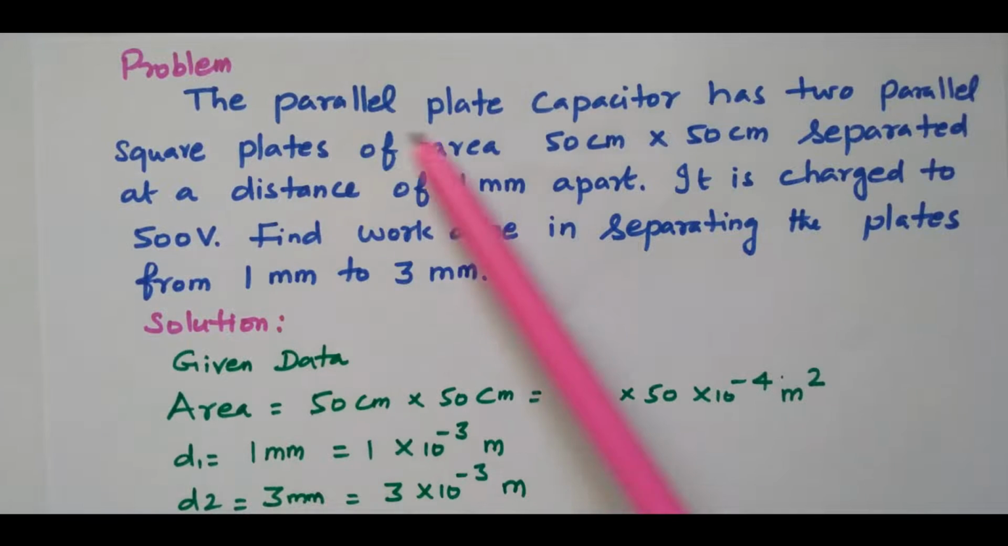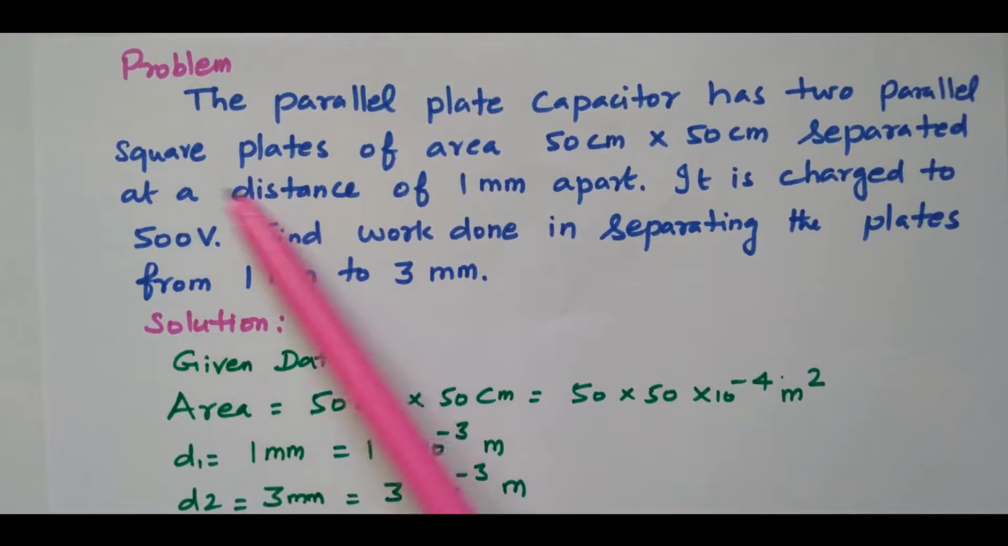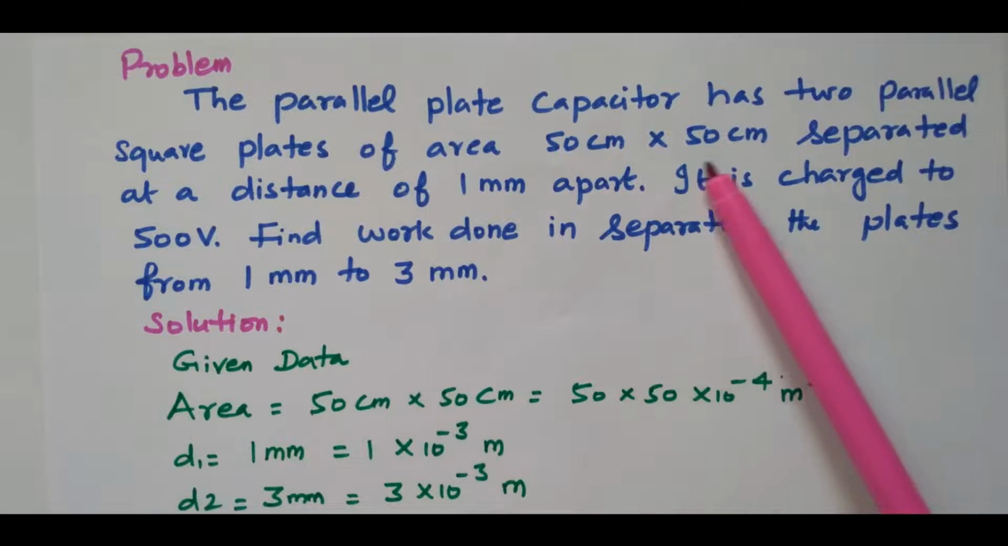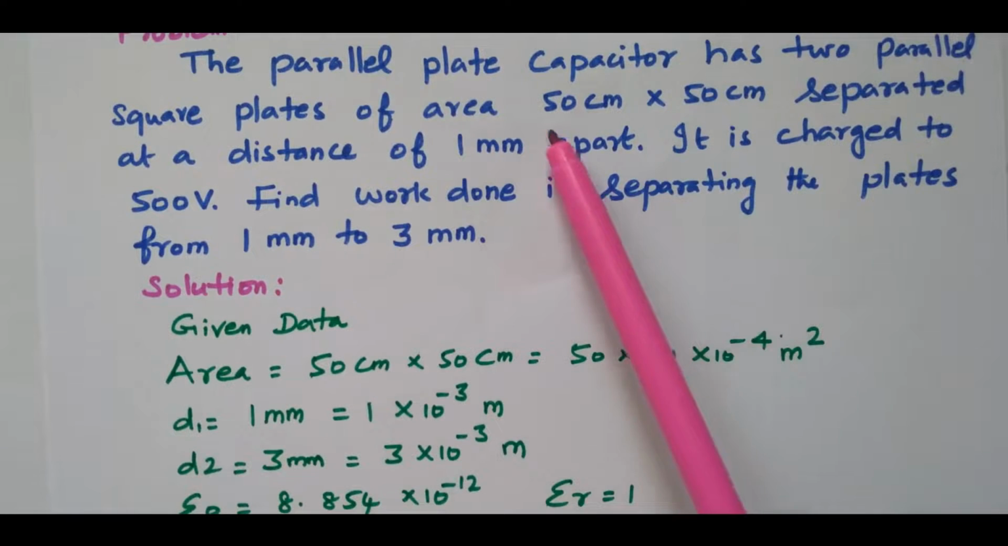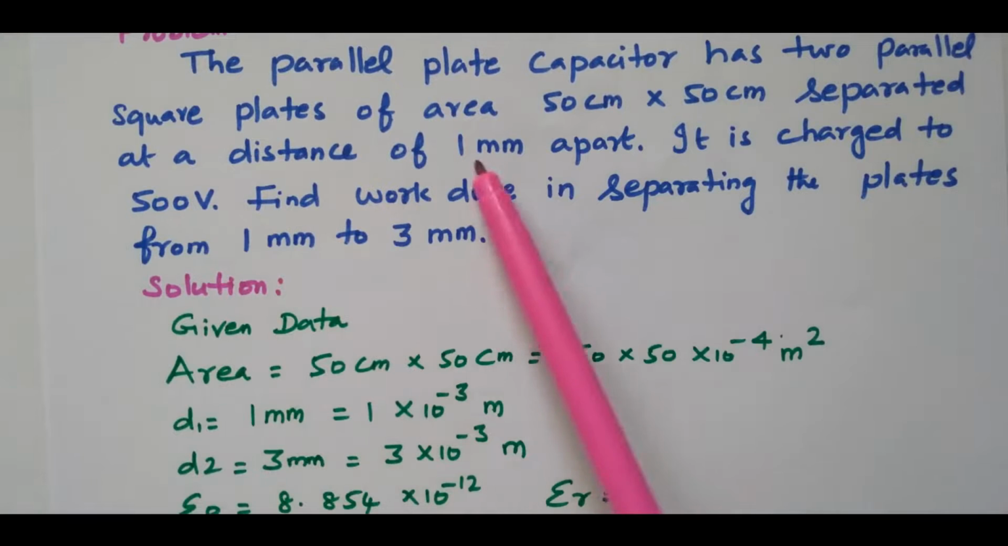So we have a parallel plate capacitor with two parallel square plates of area 50 centimeter into 50 centimeter. Right? The area is 50 centimeter into 50 centimeter, that is 50 into 50 into 10 to the power minus 4 meter square. By converting centimeter to meter, we need to multiply by 10 to the power minus 2. Here two terms are available, so that is 10 to the power minus 4 meter square. Right? So the area is given. Separated at a distance of 1 millimeter. The distance between the plates is 1 millimeter, that is 1 into 10 to the power minus 3 meter.